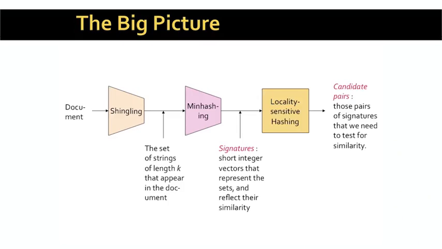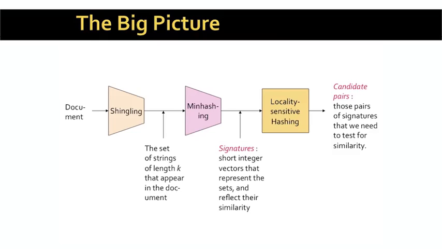But it seems we still need to compare all pairs of signatures, and that takes time that is quadratic in the number of documents. As we mentioned, even 1 million documents leads to 500 billion pairs of signatures to compare, and that is too much. So that's where locality-sensitive hashing comes in.